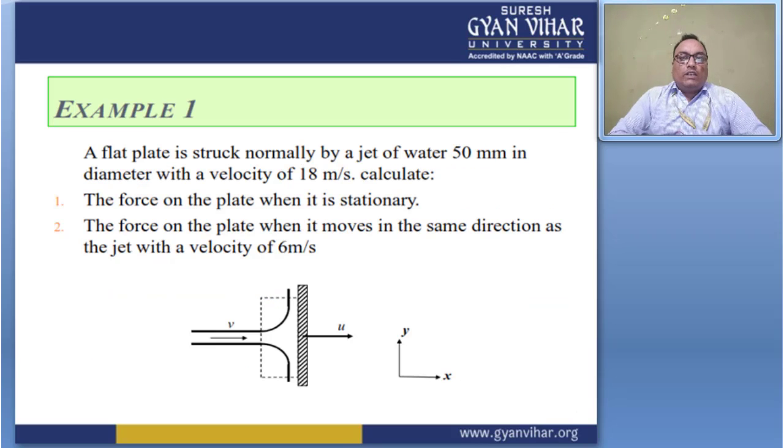So in this first example, a flat plate is struck normally by a jet of water 50 mm in diameter with a velocity of 18 meters per second. Calculate the force on the plate when it is stationary, and the force on the plate when it moves in the same direction as the jet with a velocity of 6 meters per second.